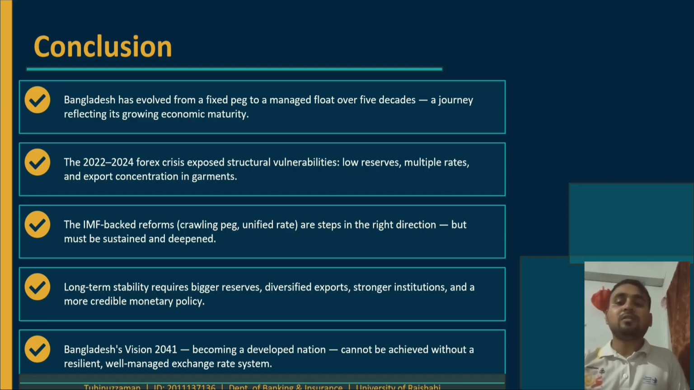Fourth, long-term exchange rate stability requires bigger reserves, a more diversified economy, stronger institutions, and a more credible monetary policy framework. And fifth, this is perhaps the most important point: Bangladesh's vision, especially the goal of becoming a developed nation, simply cannot be achieved without a resilient, well-managed exchange rate system. A stable Taka is not just a financial issue, it is a development issue.